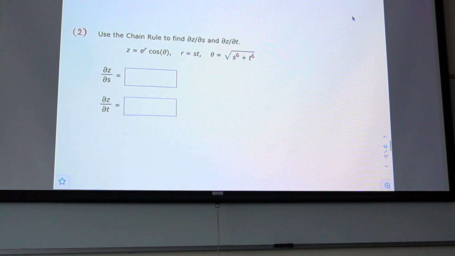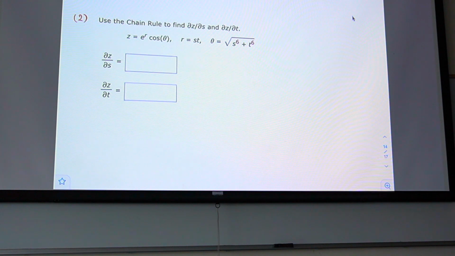Okay, let's try number two. Okay, so we're going to use the chain rule to find partial z, partial s, and this, right? Okay. So how do we do this? What's the formula?